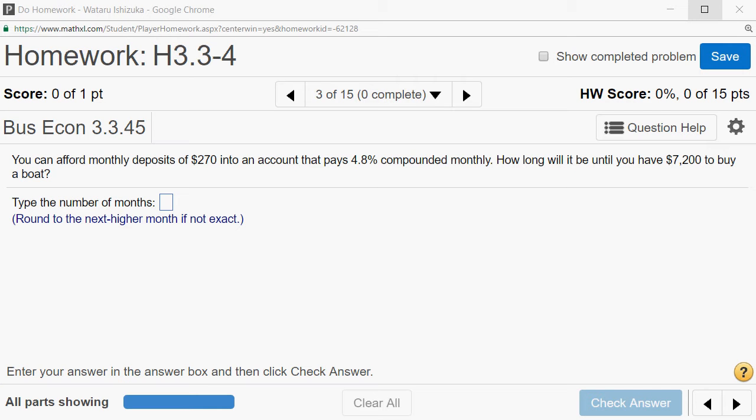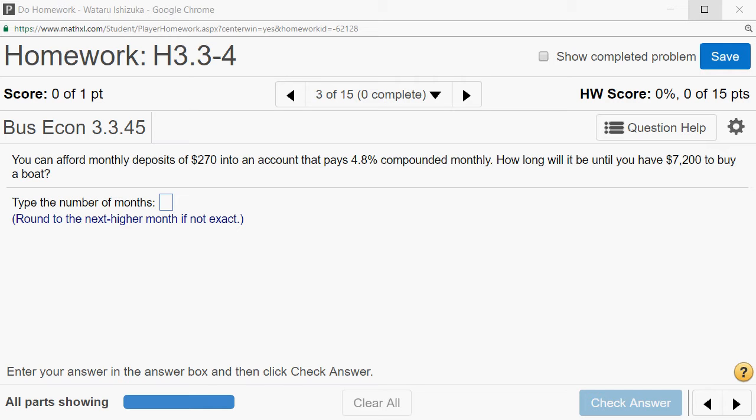All right, let's look at the homework 3.3, 3.4, number 3. You can afford a monthly deposit of $270 into an account that pays 4.8% compounded monthly. So we are talking about an annuity. And how long will it be until you have $7,200 to buy a boat?